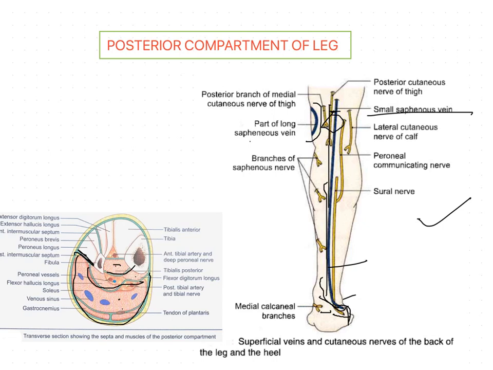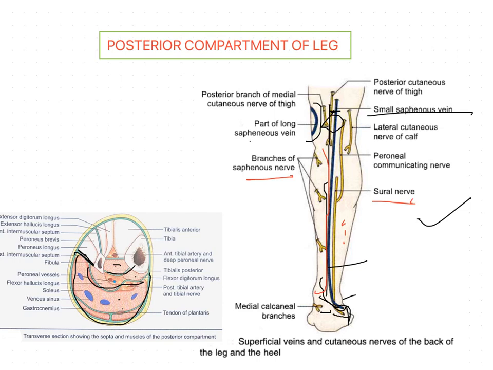Next are the cutaneous nerves. The cutaneous nerves are the saphenous nerve, which is a branch of the posterior division of the femoral nerve, which supplies the medial part of the leg. And also we can find the sural nerve. The sural nerve is a branch of the tibial nerve, and this one supplies the lateral aspect of the posterior compartment of the leg.